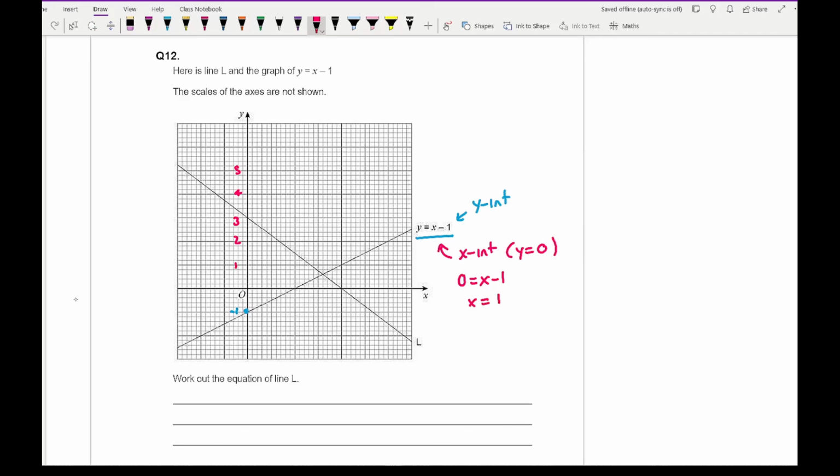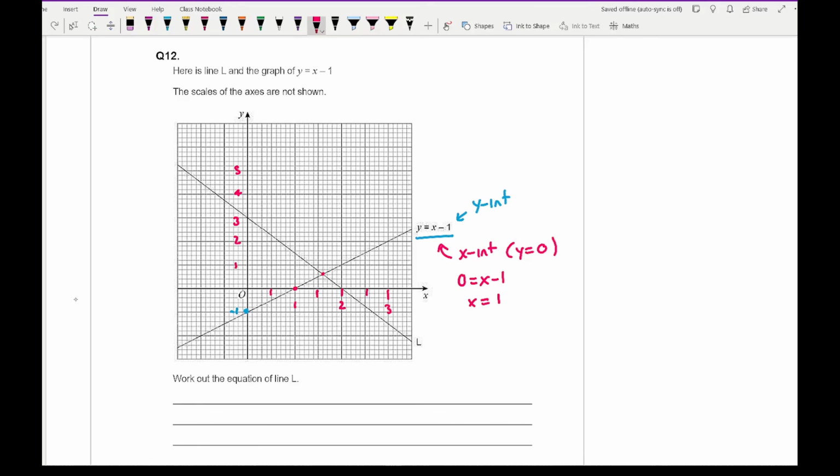So this point here is going to be 1. So then from there, that's going to be 2, and that's going to be 3. So every box of 5 going across on the x-axis is going to be 0.5.